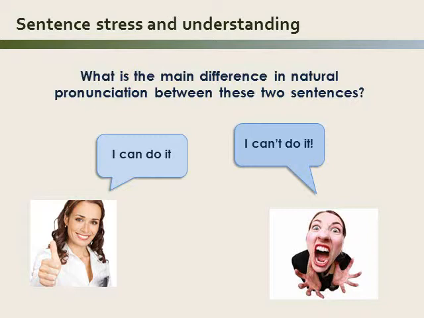This can make a big difference to understanding. I had a learner who consistently would say "I can do it" when she meant "I can't do it," and I would always have to check with her, can't or can. But when she stressed the word can't, then you could understand her.